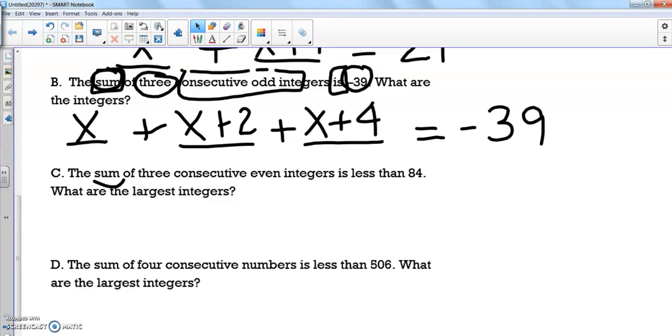So think about it like this. This is 5. 5 plus 2 is 7. 5 plus 4 is 9. Those are three consecutive odd numbers, 5, 7, 9. Those are not our answers, but that's what I'm trying to get to.